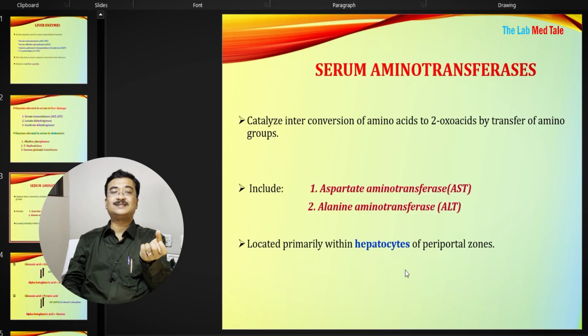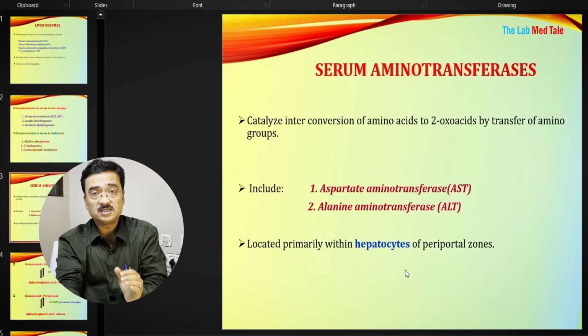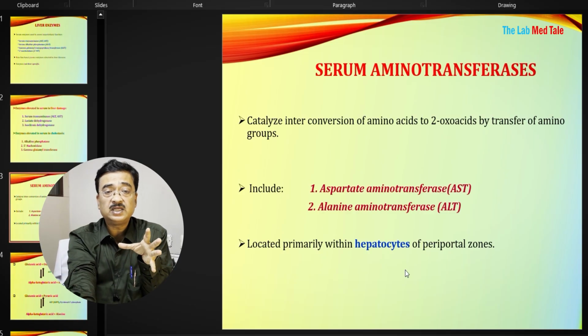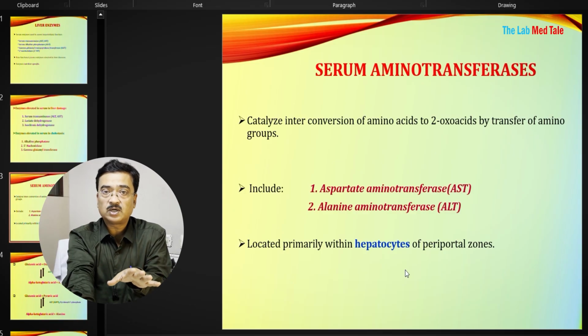They are the enzymes which transfer amino groups particularly, so that is why they are called aminotransferases. They are mostly present in hepatocytes, and that is why whenever there is a liver injury, acute or chronic, they get out into the blood. Usually they remain in the liver, but increased enzymatic activity is found in the blood when there is a liver injury.